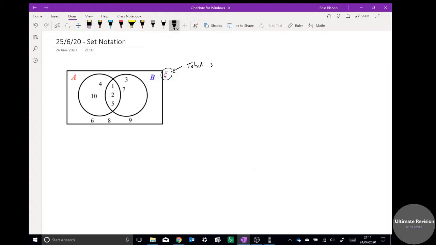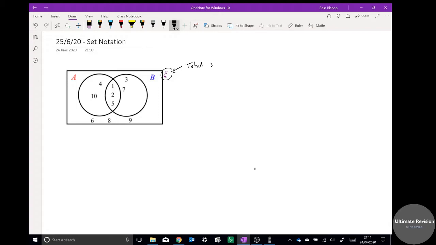Now you might be asked to do this. List the elements. Elements are individual items in a set. List the elements in set A. Okay, that could be the question. Now that's an easy one. Well, everything in A, you've got an item 4, you've got 10, you've got 1, 2, and 5, and that's how you'd answer that question.